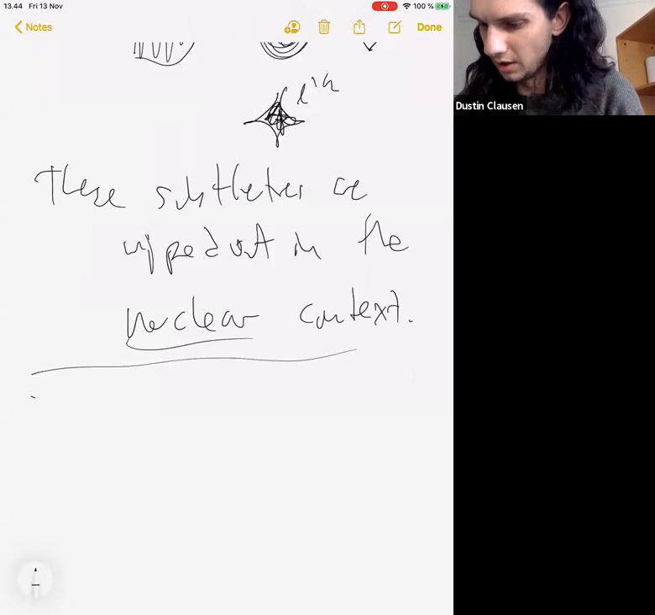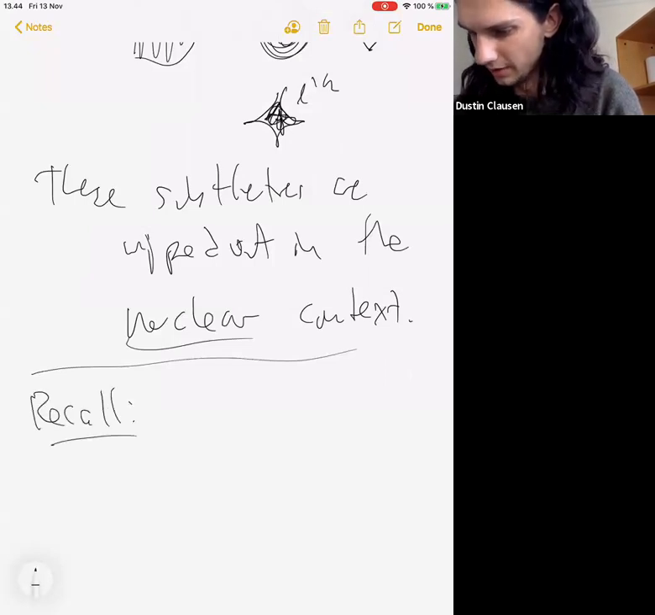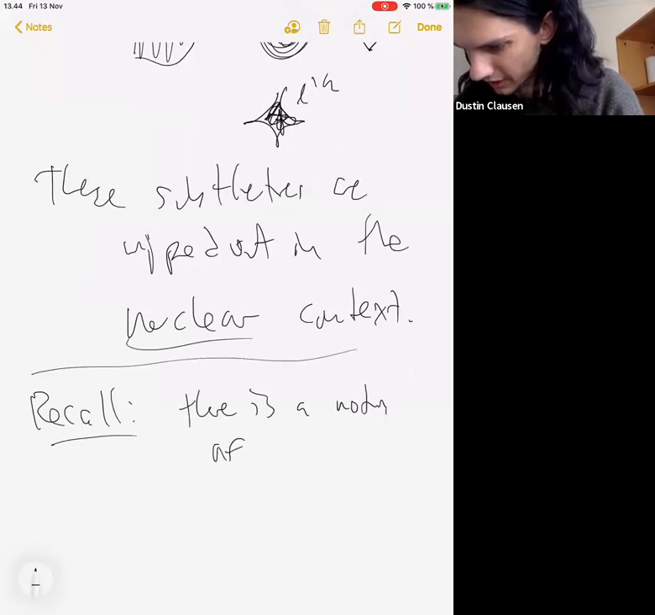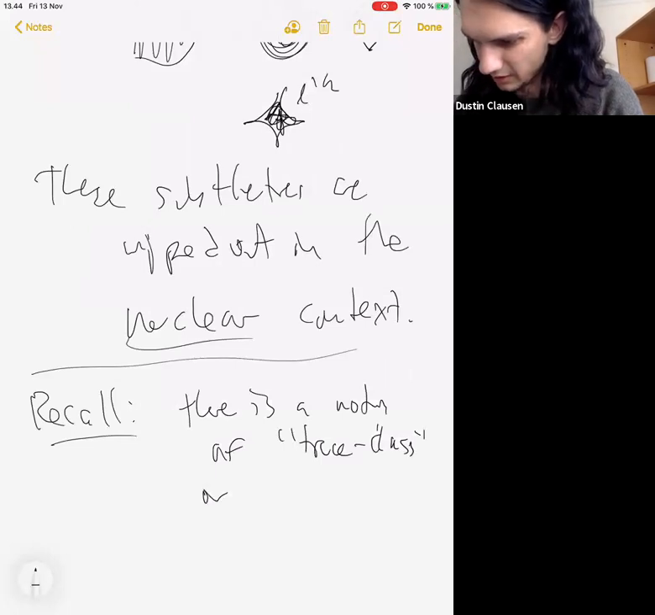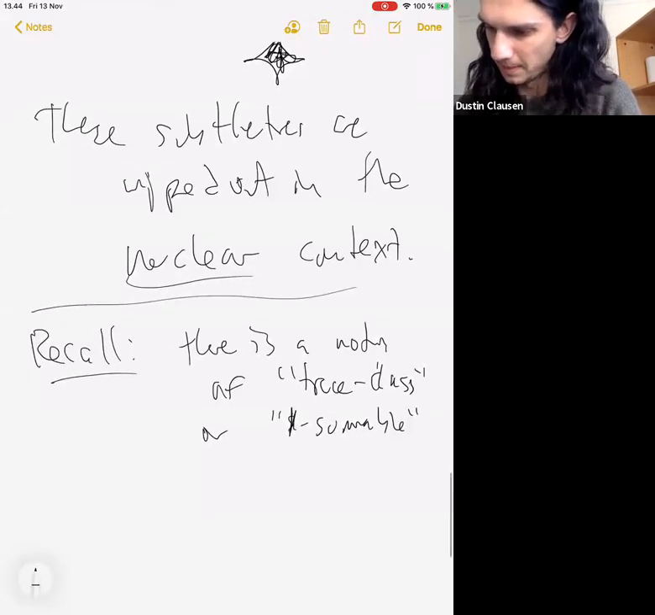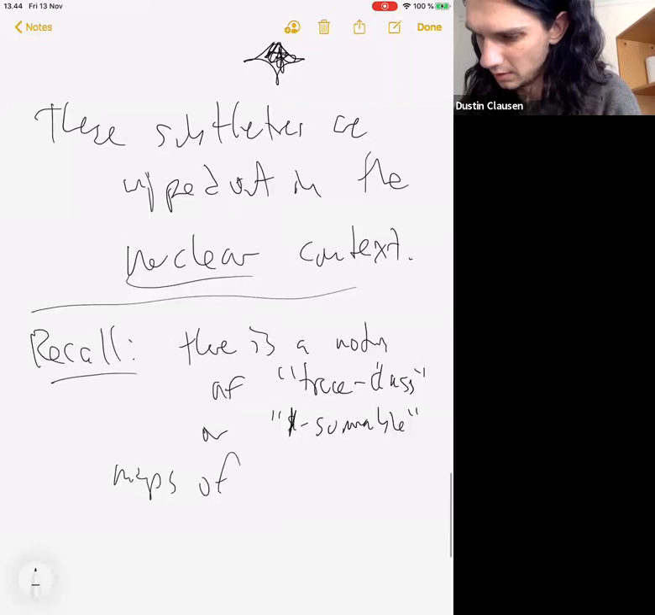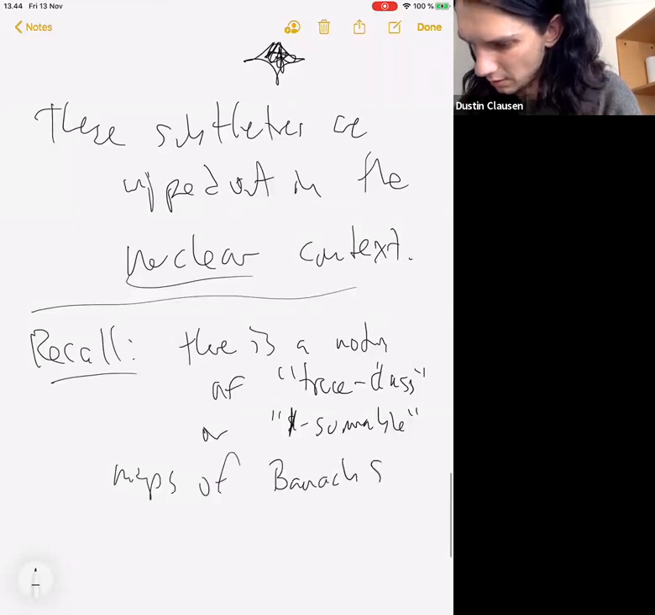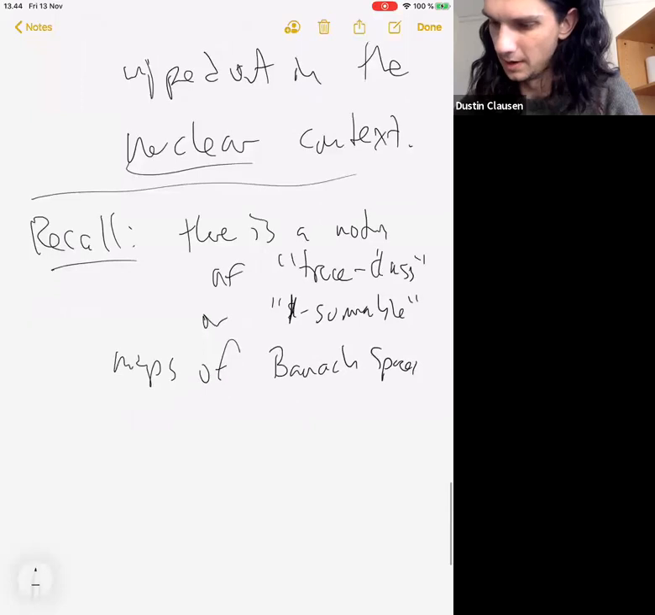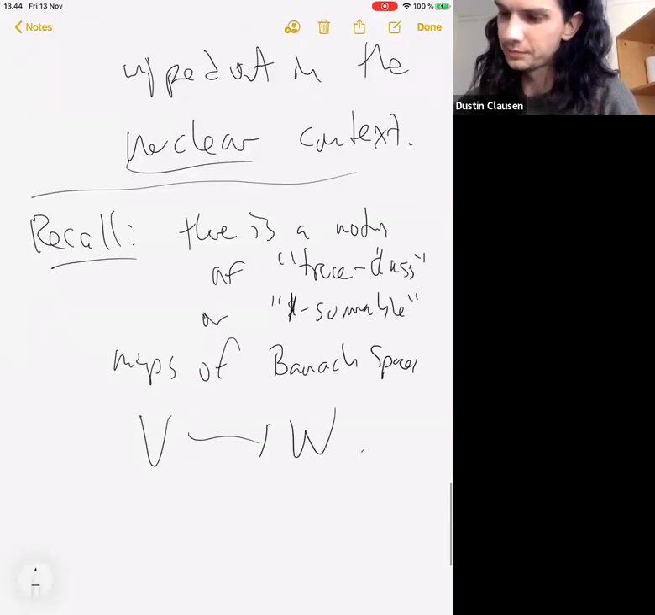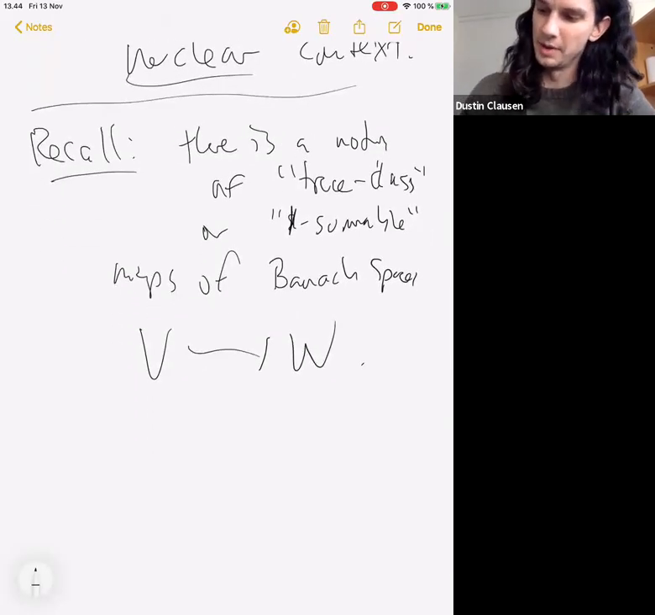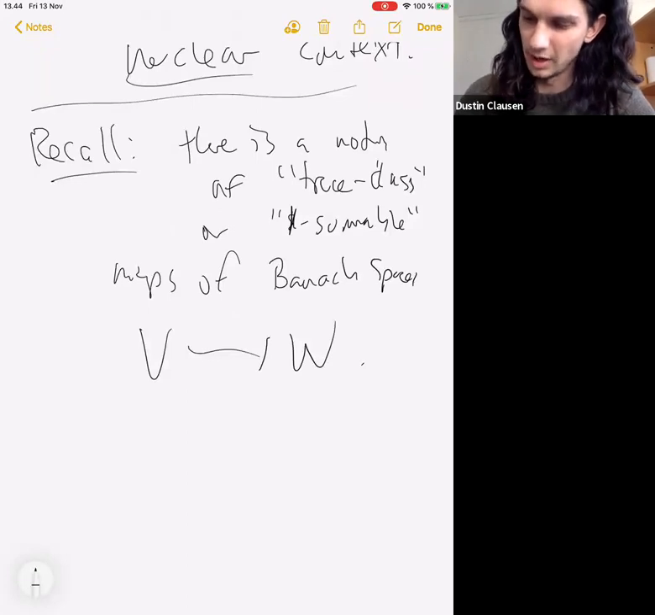So let me recall. There is a notion of trace class, or I guess you could also say summable. Maybe the term is one summable. Maps of Banach spaces V to W. And you can define it as maps coming from the V dual tensor W with a projective tensor product.